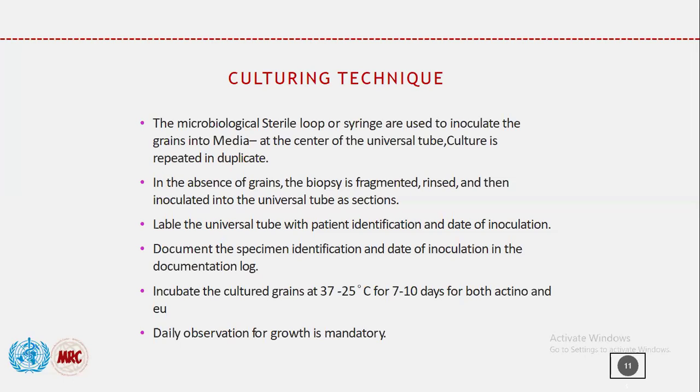universal tube, and we duplicate the culture to make sure that we have a backup, and also in case we lose one, we have another. In the absence of grain, the biopsy is fragmented and washed, and then inoculated into the universal tube as a section or as a fragment, so we can get growth from this.